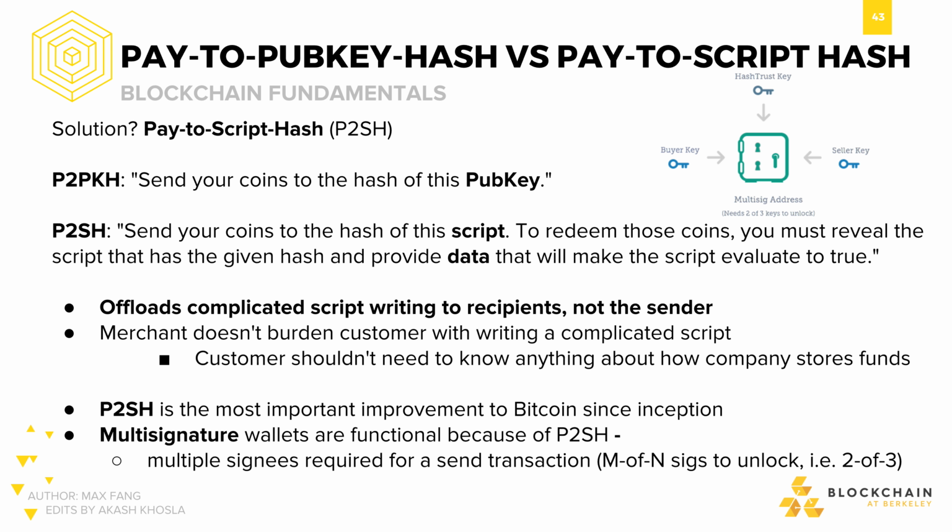So pay to script hash is the most important improvement, as we said, and the reason is because multi-signature wallets are functional because of this. Multisig basically requires that you need multiple signees to send a transaction. So you can specify that you need M of N sigs when generating your wallet. Most common is 2 of 3. So basically all this is saying is, out of 3 total signees that are given this key, I need at least 2 of them in order to move funds out of my wallet.